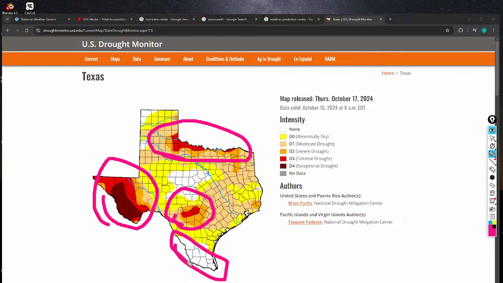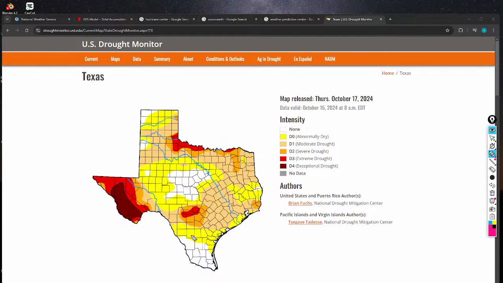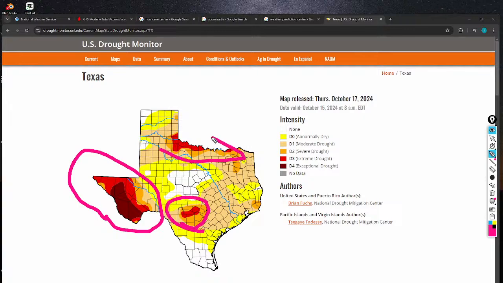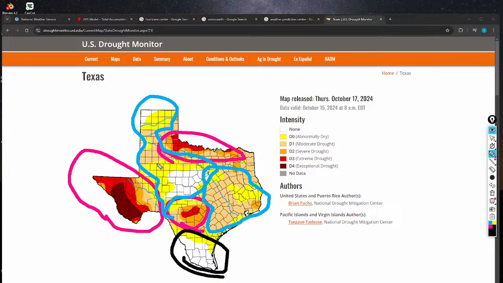I guess down here has gotten about rain because they don't have any drought. But the areas that I'm circling right now have the highest potential of not really that much water. The areas that I'm gonna circle in blue are the areas that won't get rain for another month. So these drought monitors will change every, I think, 2 weeks. And then the areas that I circle in black will probably get some rain.